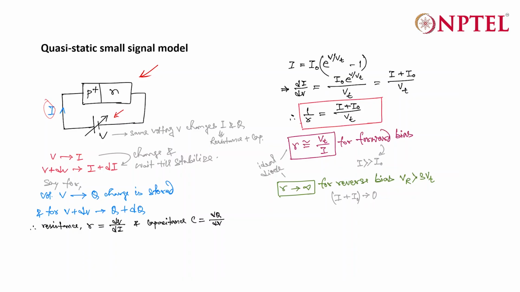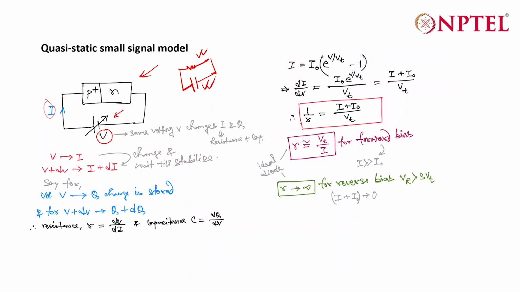Now you have seen that in my previous equivalent circuit, I have shown the resistance and capacitance both are in parallel. So one of the major reasons behind considering both the components in parallel is that the same V here is actually responsible for the current as well as the charge.